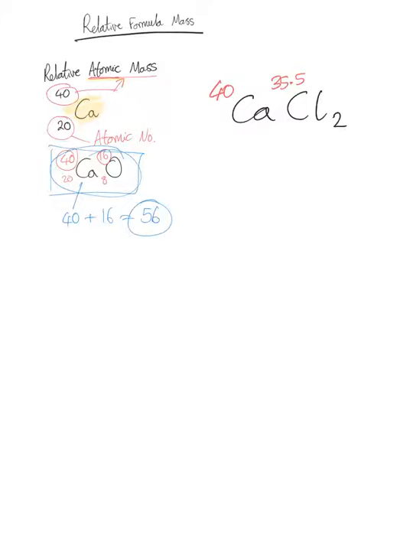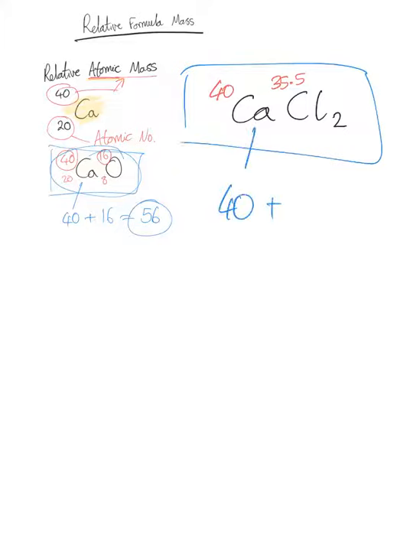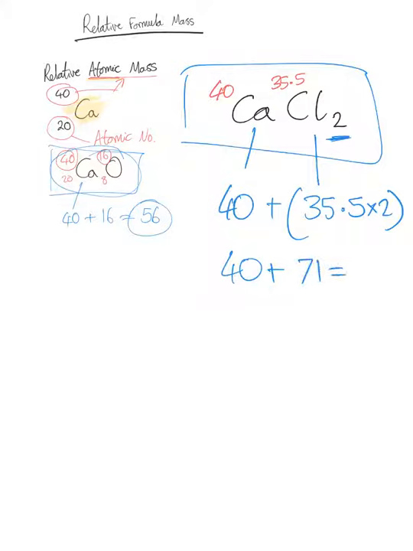So, the formula mass of the entire thing, well, I've got one calcium, that makes 40, add 35.5. And the difference here is I've got two chlorines, therefore I need to do that because I've got two lots of the 35.5. So my calculation would be this: 40 add 71, which equals 111. So that is my relative formula mass of this whole compound.